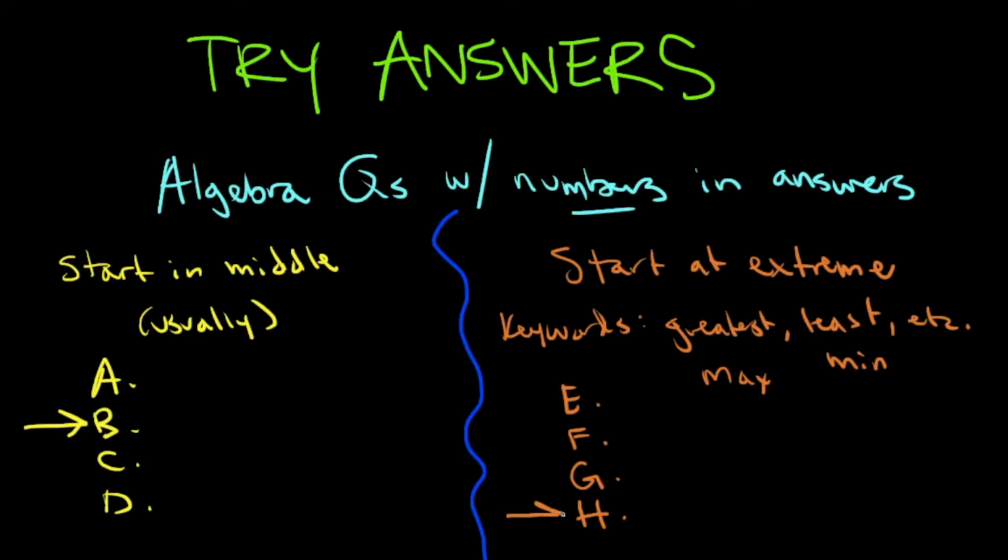So I would start at H, again, assuming that this is written from lowest to biggest. If H works, then great, because that's the biggest number out of the options. And if it works, I'm just going to take their word that that must be the maximum value. If it doesn't work, I would just go on to G and try the next biggest and continue like that until I find the answer. Okay, so that's try answers.